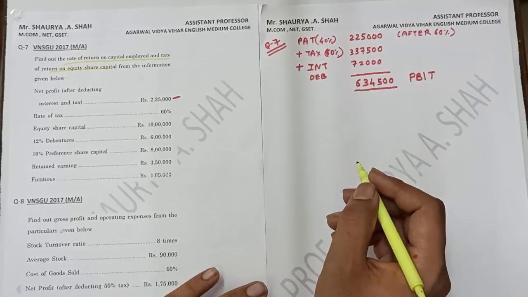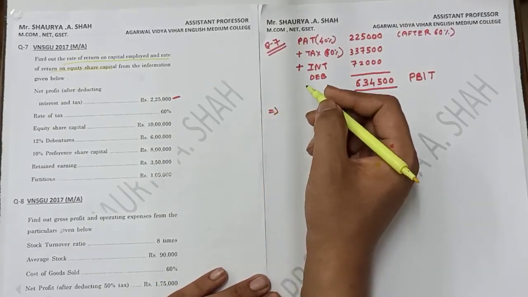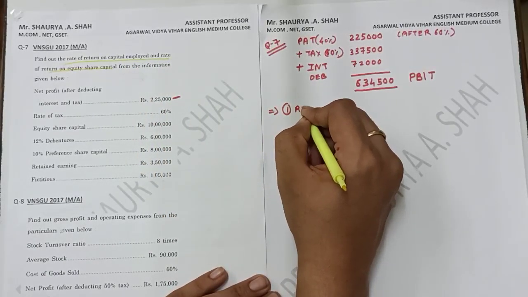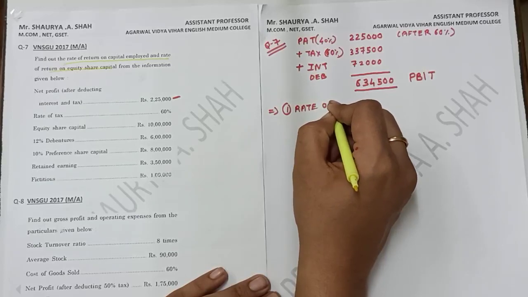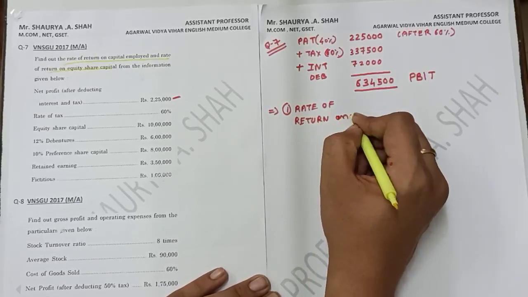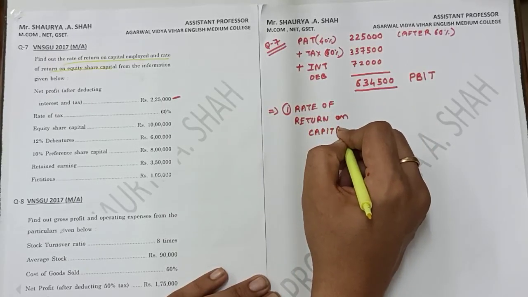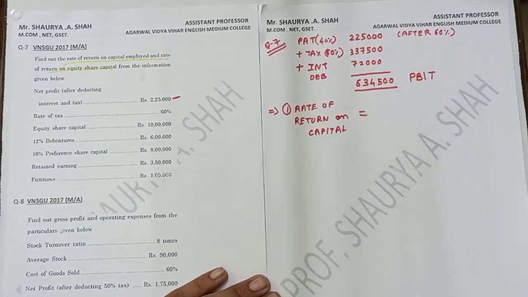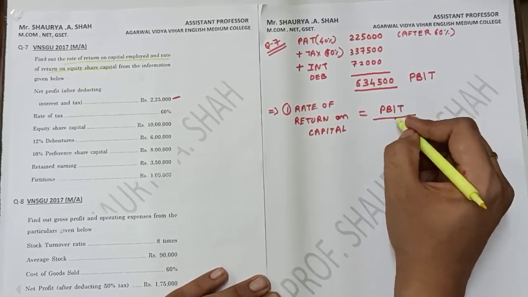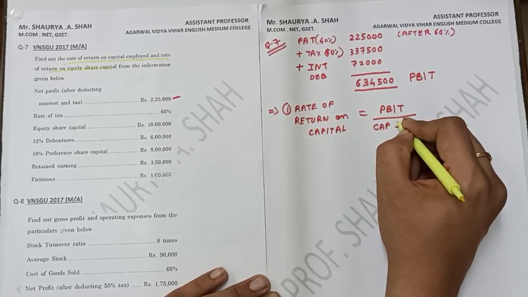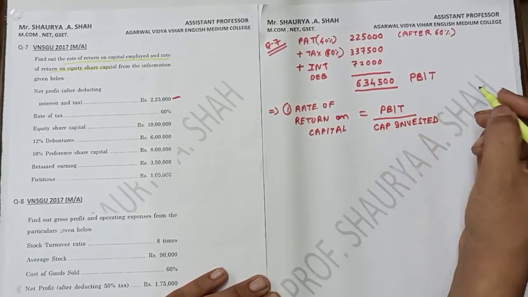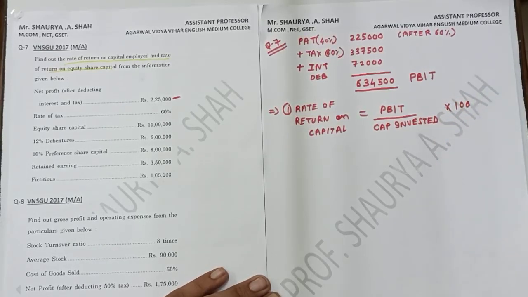So what we needed for the question is PBIT. Now we can put it in the formula. What is the first thing we need? Return on capital. So first thing, rate of return on capital is equal to, remember students, writing the formula is very much important, PBIT divided by capital invested, PBIT divided by capital investment into 100, right? So this is my formula.